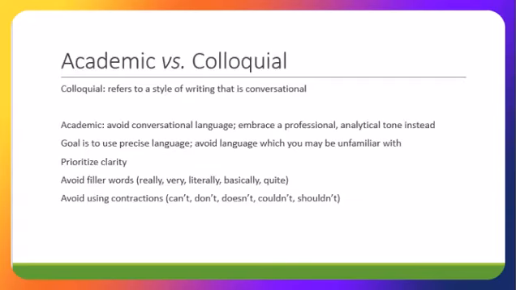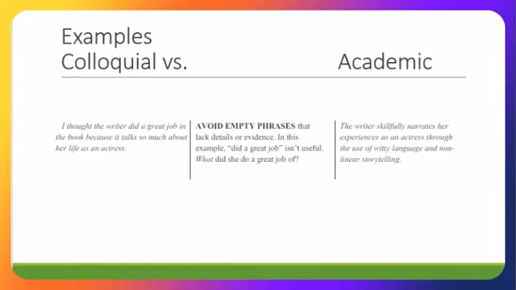And looking at academic writing versus colloquial writing. So colloquial refers to a style of writing that is conversational in nature. Academic avoids conversational language. It embraces a professional, analytical tone instead. The goal is to use precise language, avoid language which you may be unfamiliar with. You want to prioritize clarity, avoid filler words, and avoid using contractions.